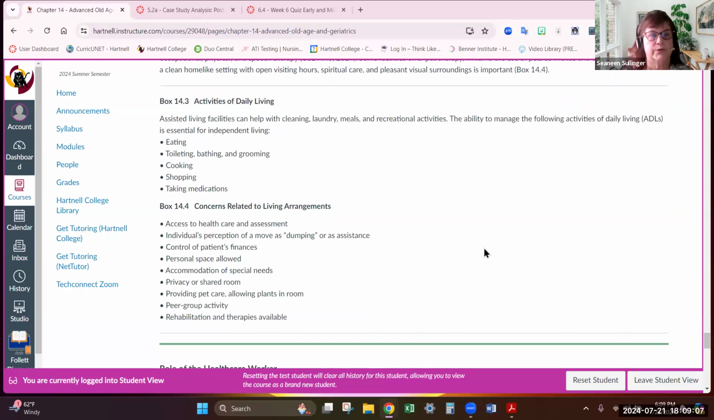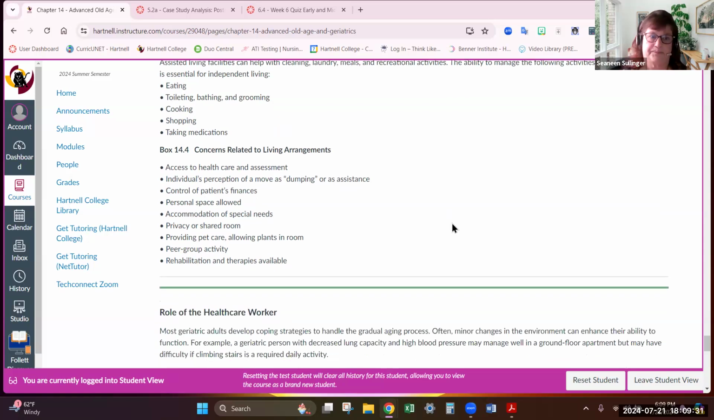And different concerns. So again, when you're looking at a place for the elderly person to live, who's going to be controlling the finances? Is there personal space? Are there any special needs? Is it a private room, which costs a whole lot more than a shared room? Are they allowed to bring pets with them, pets or plants? What kind of activities do they have? Things like that. Those would be things to look at.